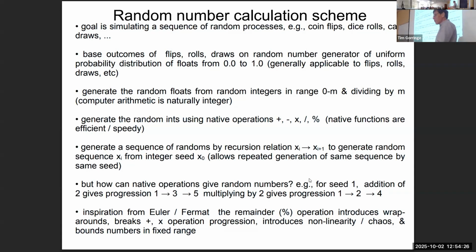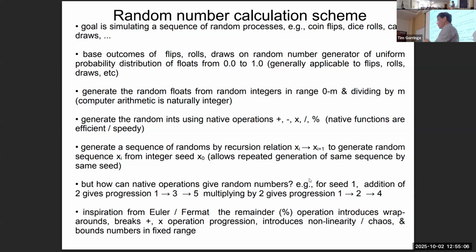How can we do this with native operations like adding and like multiplying and so forth? So how can we possibly come up with an equation that's going to create a sort of sequence of pseudo random numbers? The problem is obvious, right? If your recursion relation was to use addition, I'm going to take the current random number and add 2 onto it. So if I start with 1, I'm going to get 3, and then 5, and then 7, and 9. So it's completely not random.